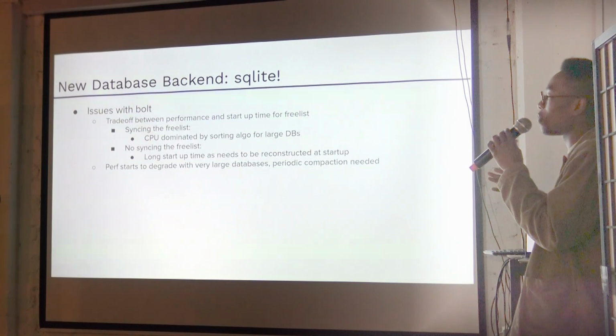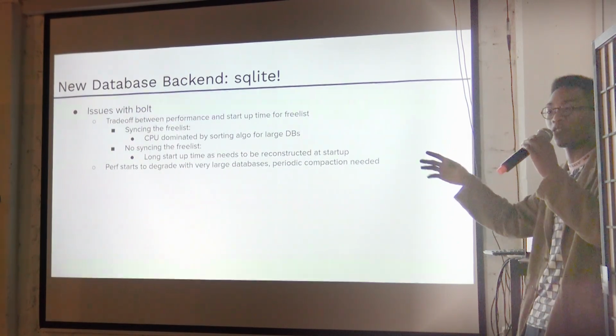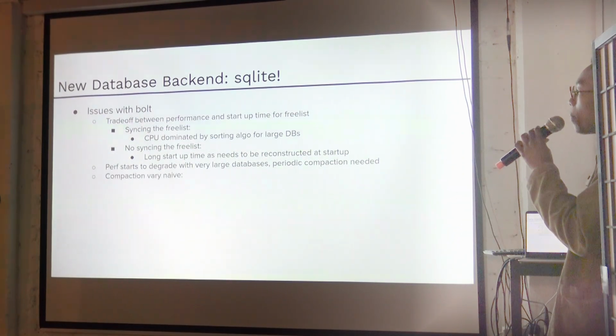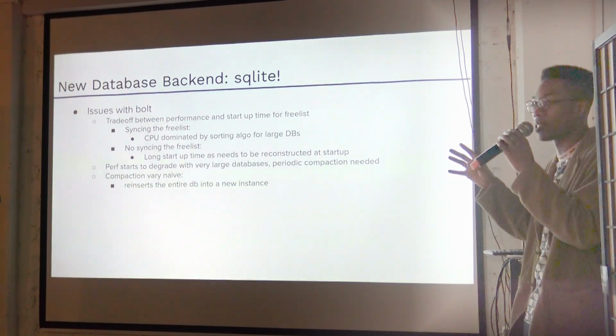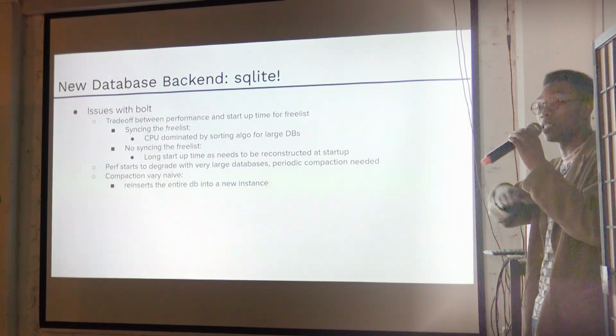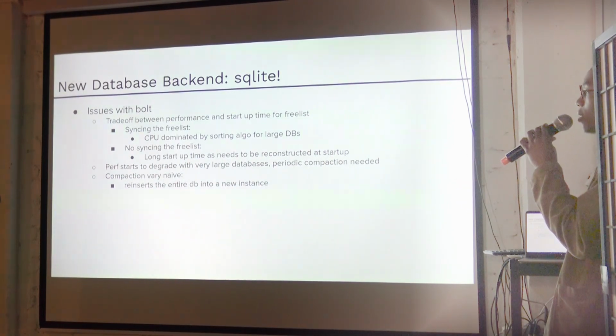The other thing is that performance starts to degrade for very large databases, because the free list gets very large and gets fragmented too. There's something called compaction, which lets you defrag the free list itself. But compaction is just inserting the database into another database. So that's taking a bunch of I/O this entire time, and this is why at times both compaction and sharding can take a long time.